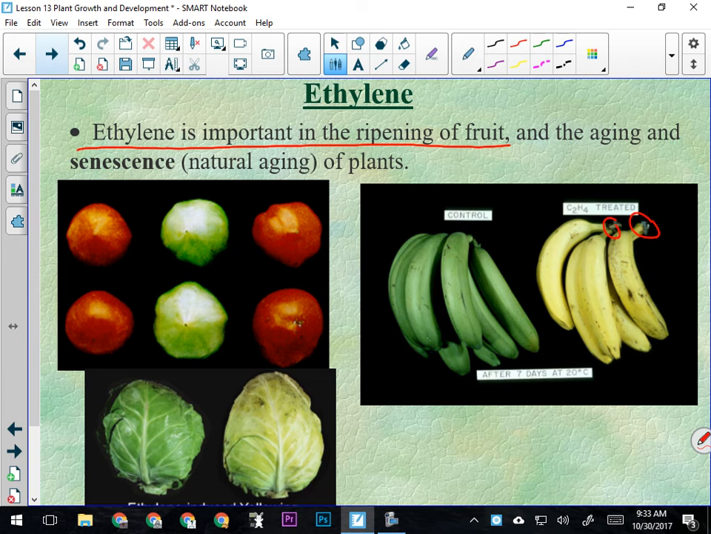Does the ethylene produced by one plant affect the same plant? It can affect all plants. Ethylene is the same regardless of what plant produces it. That's why an apple in a box of tomatoes will make the tomatoes ripen.